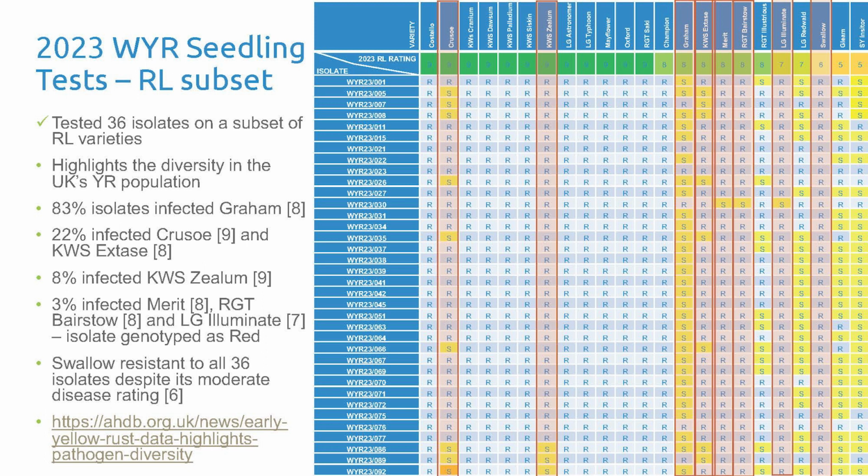But we can say that 83% of those 36 isolates infected Graham, which is rated 8. And 22% infected Crusoe and Ixtase. 8% infected Xylem. So we know Xylem has an adult plant resistance rating of 9, but it was susceptible in three of the isolates, and those 3 isolates came from that trial in Midlothian that AHDB alerted us to.